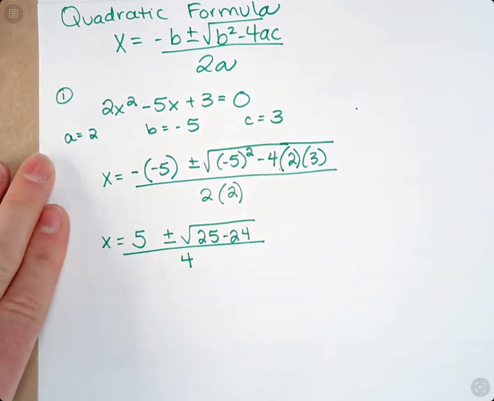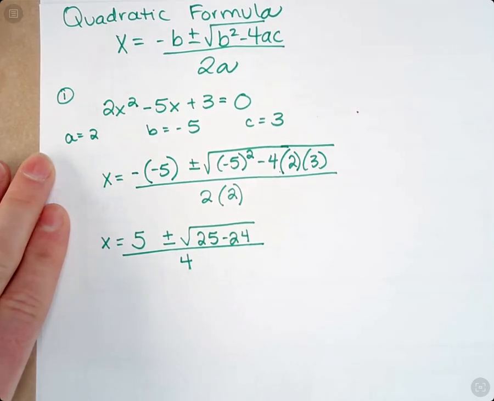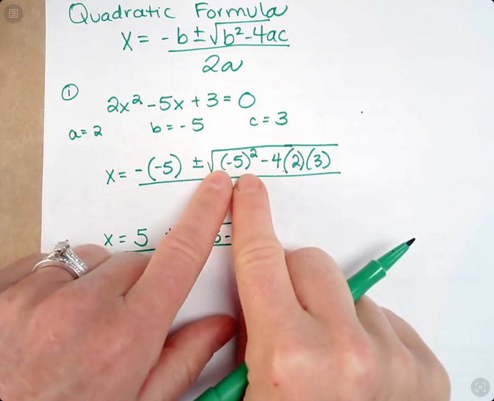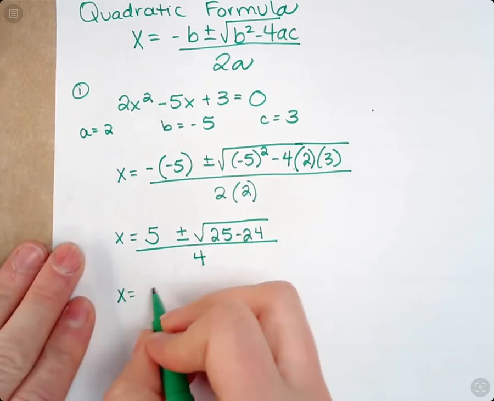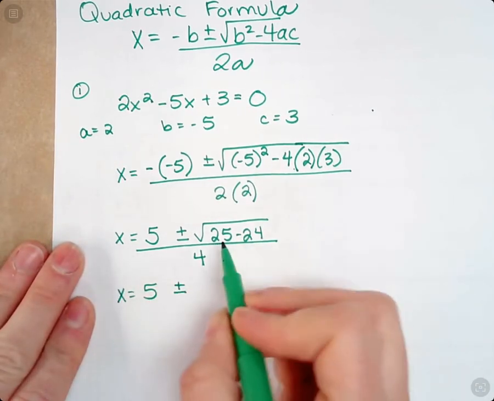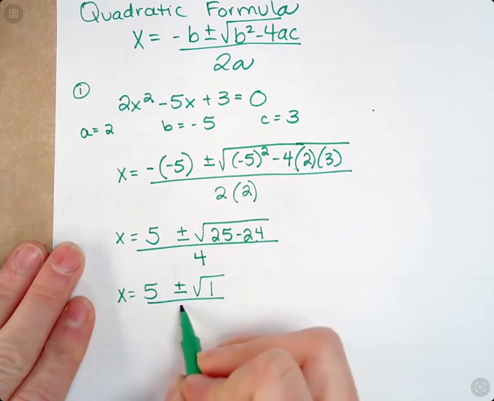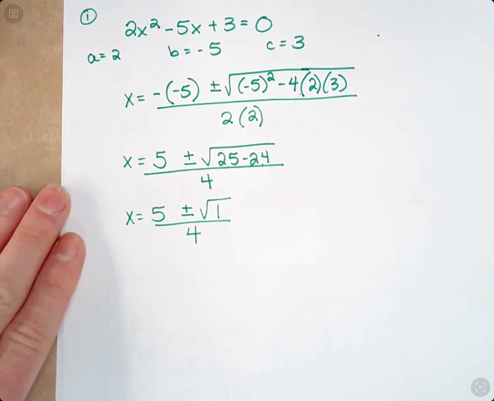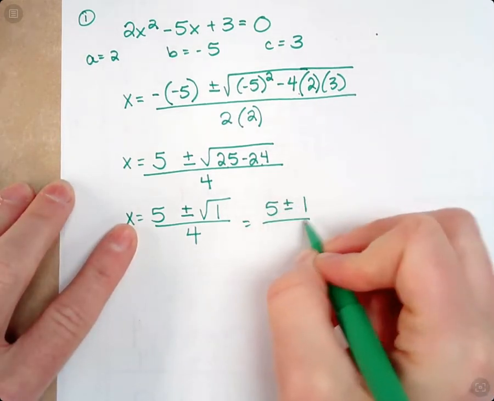Would that be negative 25? No, because it's negative 5 squared. And that's why it's important to keep our A, B, and C in parentheses when we plug them in the formula. Okay, so then we can simplify what's inside, right? Plus or minus 25 minus 24 is 1. What's the square root of 1? 1. So this is really 5 plus or minus 1 over 4.